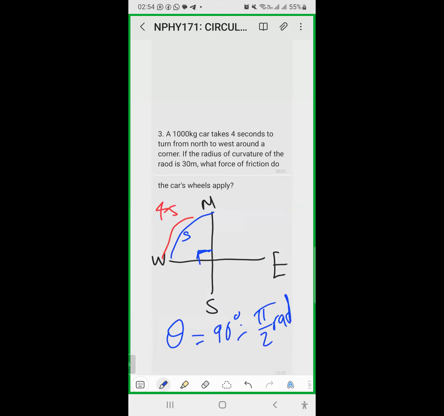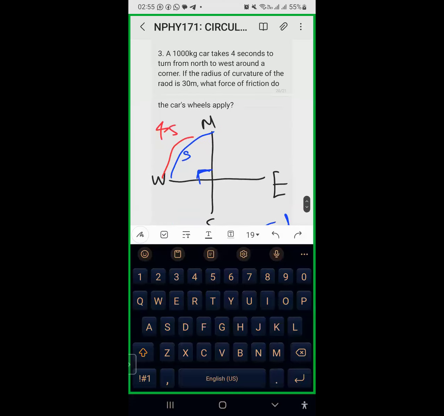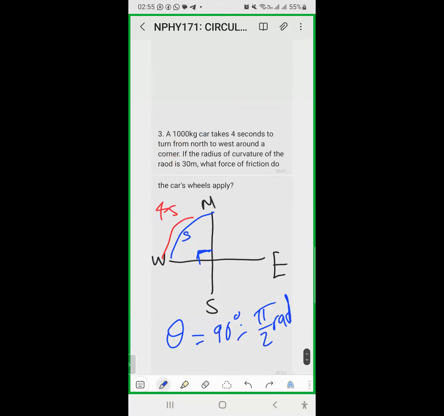So by making a sketch, we managed to see that the angular displacement here is basically 90 degrees, because turning from north to west, we know from geography that the angle between these two points on the compass is 90 degrees. Therefore, your angular displacement will be 90 degrees. So that is the usefulness of drawing a sketch in this case.